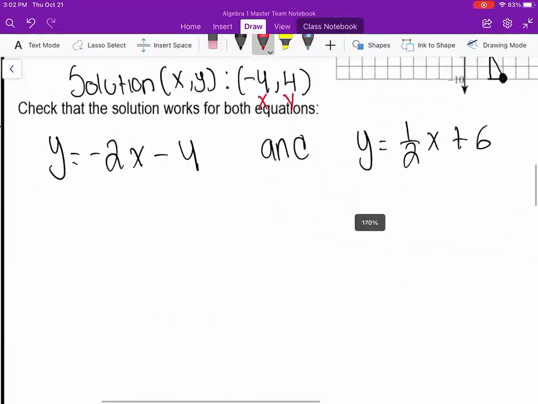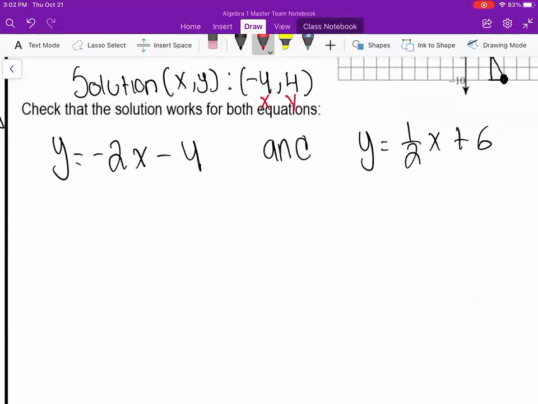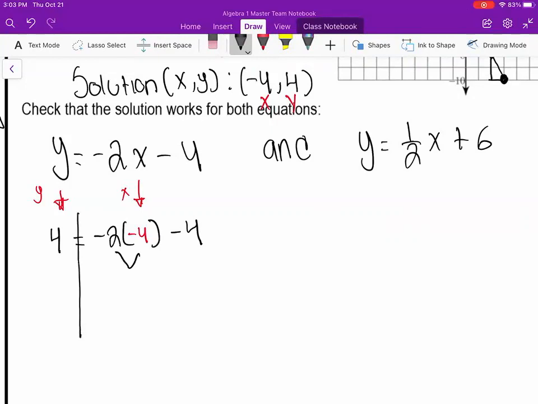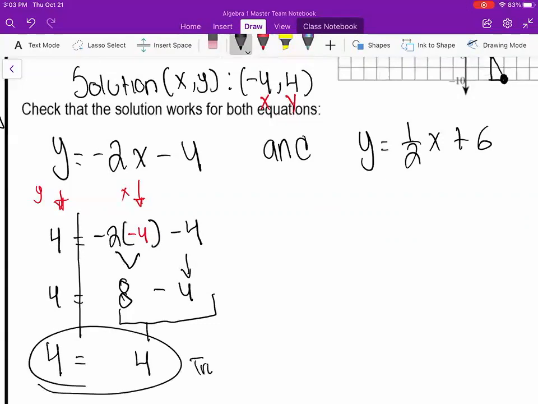All right. The way to check your work is by literally plugging them in. So I'm going to substitute -4 for x, and I'm going to substitute 4 for y in both of the equations and see what's going to happen. So instead of writing y, now I'm going to write 4 equals -2 times x. Well, x is now -4. So notice that all I did is I plugged in my y and my x. Let's simplify this. I know that -2 times -4 is +8, and I'm just going to bring everything else down. And I know that 8 minus 4 equals 4. And notice what we get: 4 equals 4, which is a true statement.